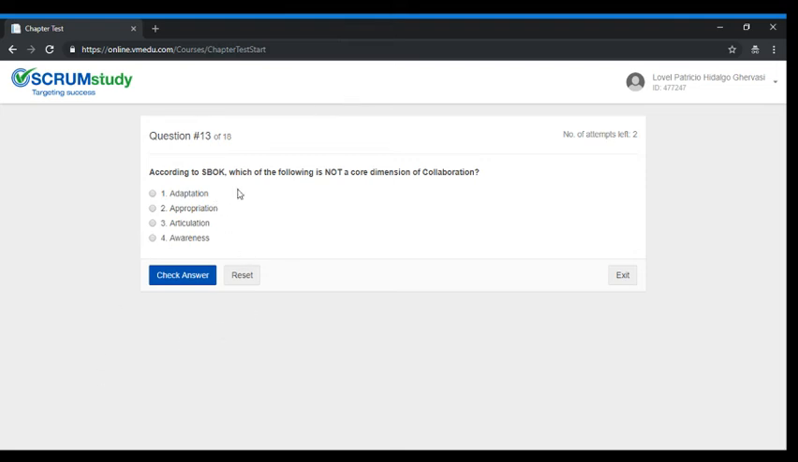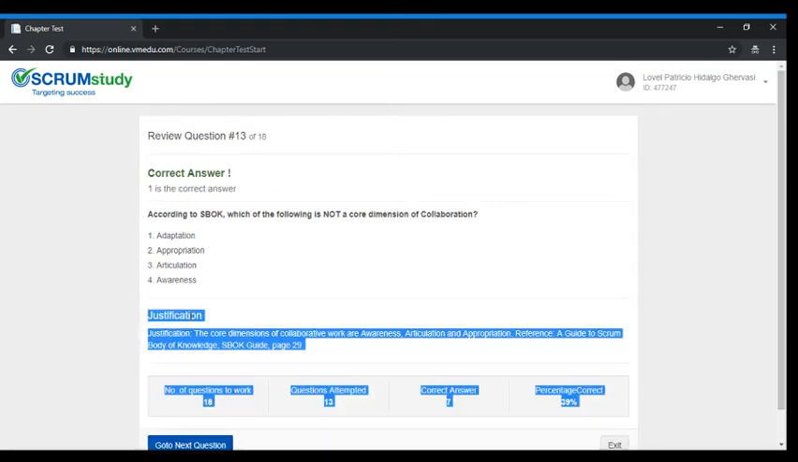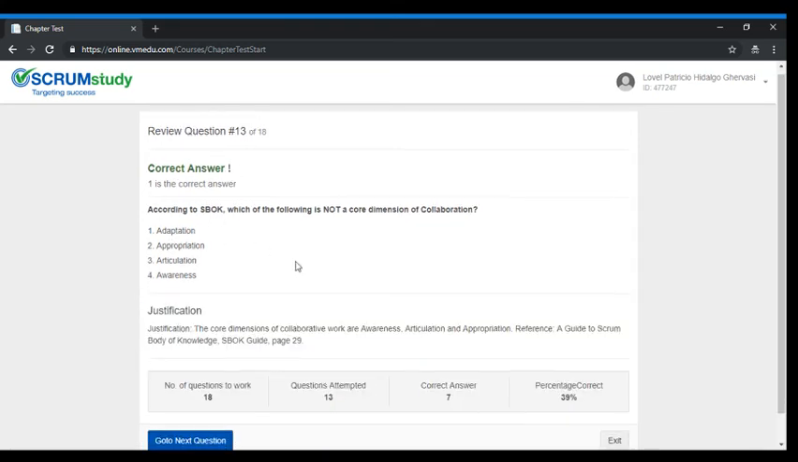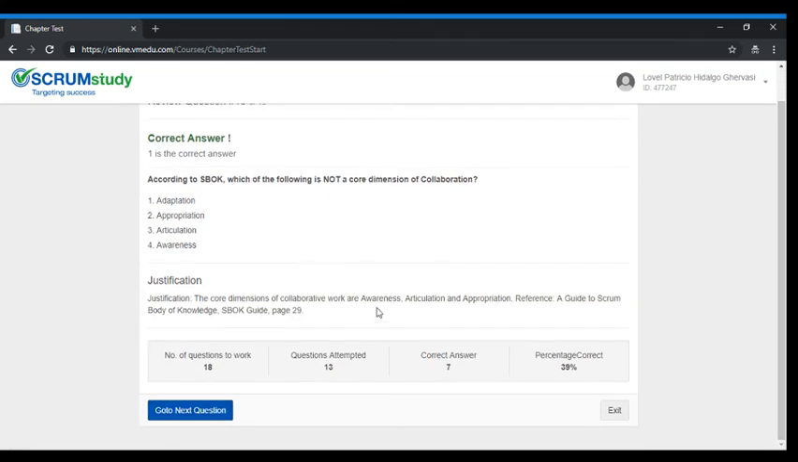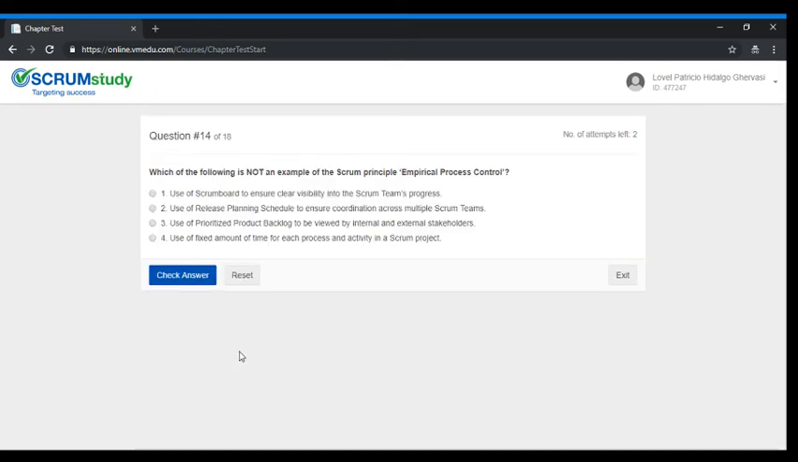De acuerdo al SBOK, ¿cuál de los siguientes no es una dimensión de negocio o dimensión core de la colaboración? Articulation y awareness sí lo son. Adaptation o appropriation, cualquiera de las dos podría ser. Bueno, adaptación no lo es. Aquí te dice, solamente son 3: awareness, articulation y appropriation. Cuidado, articulación y apropiación. Son esas 3 únicas dimensiones de colaboración. Bueno, al menos eso sí me acuerdo.